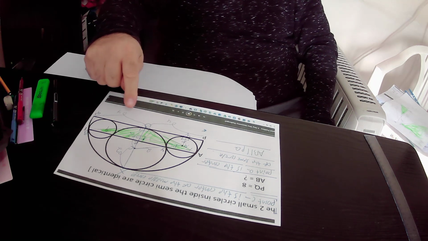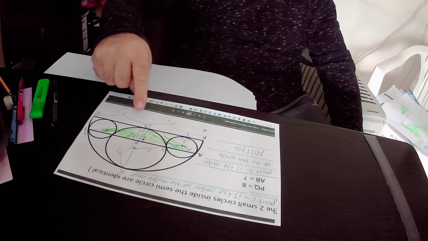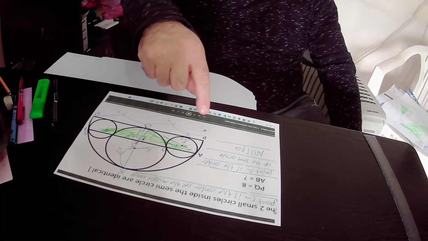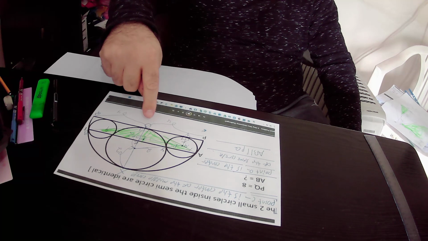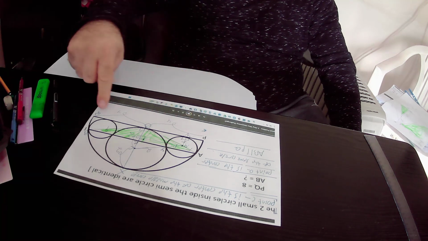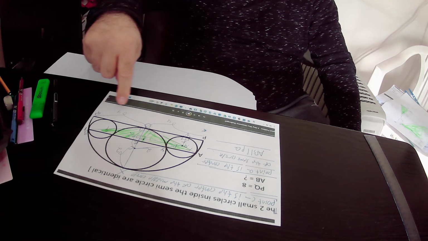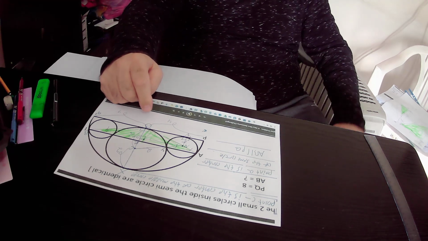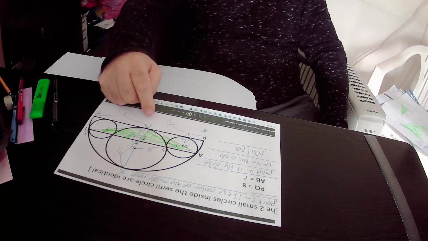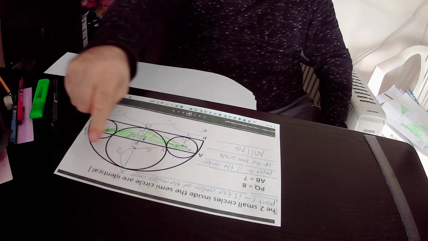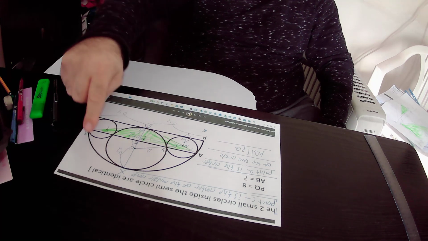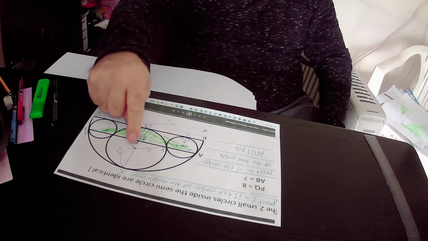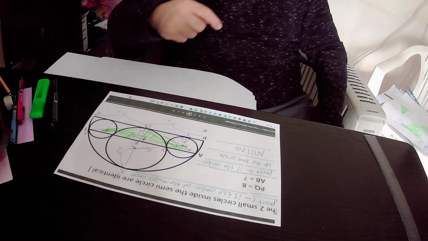This middle circle is tangent at point O to PQ, which is tangent to the semicircle at point O, and point O is also the center of the semicircle. Again, point O is the center of the semicircle, and point C is the center of the middle circle.